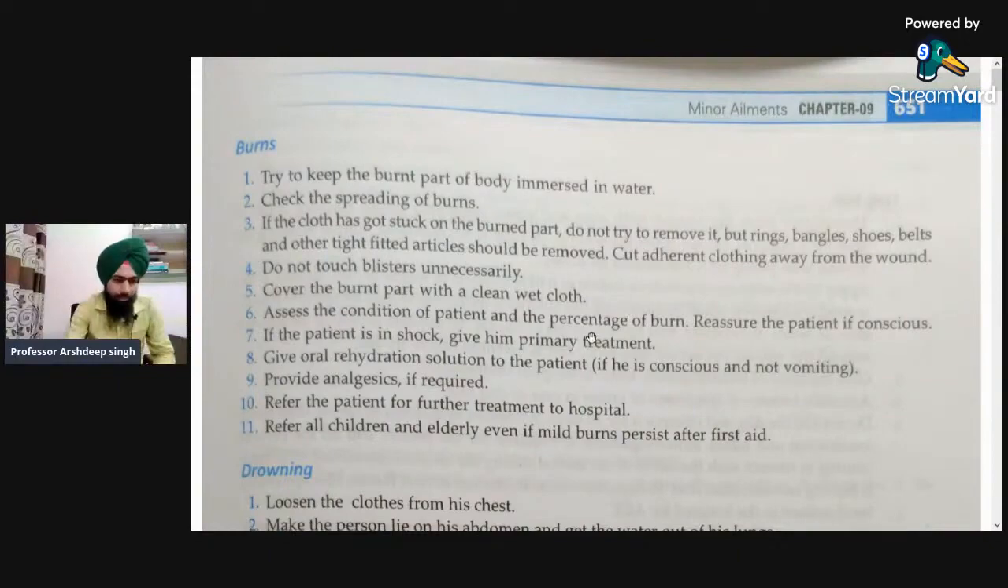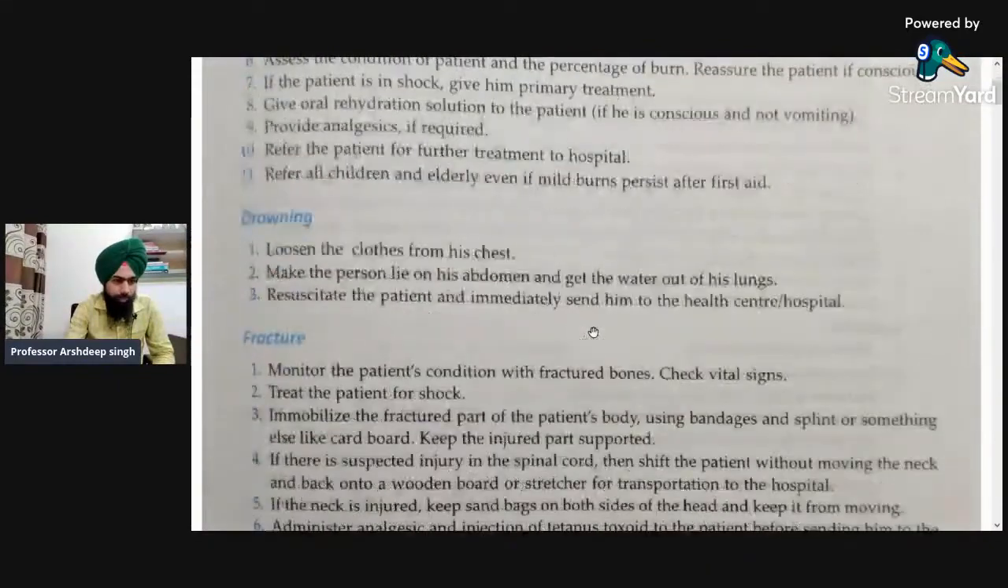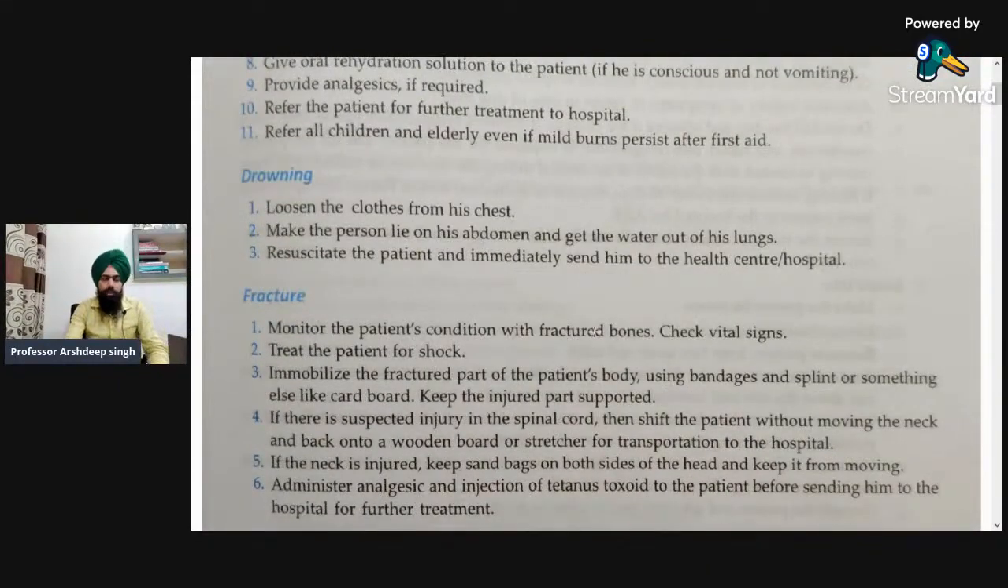Next is drowning. Drowning is in water. Sometimes a person accidentally falls into water, like a canal, a river, or any other water source. In severe conditions, that can lead to death because drowning may lead to failure of the respiratory system or other vital organs.